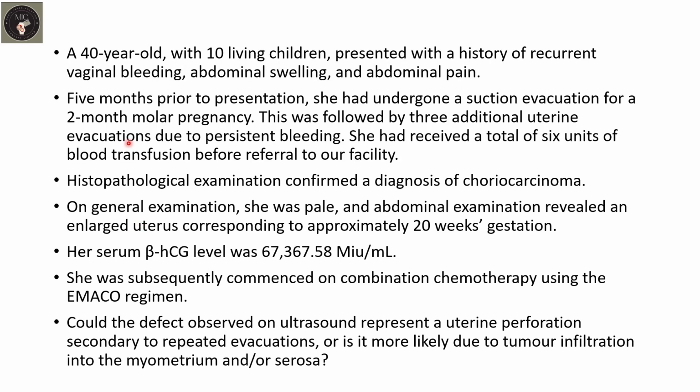The patient was a 40-year-old with 10 living children who presented with a history of recurrent vaginal bleeding, abdominal swelling, and pain. Five months prior to presentation, she had undergone a suction evacuation for a 2-month-old pregnancy, which was diagnosed as molar pregnancy. This was followed by 3 additional uterine evacuations due to persistent bleeding. She had received a total of 6 units of blood before referral to our facility.